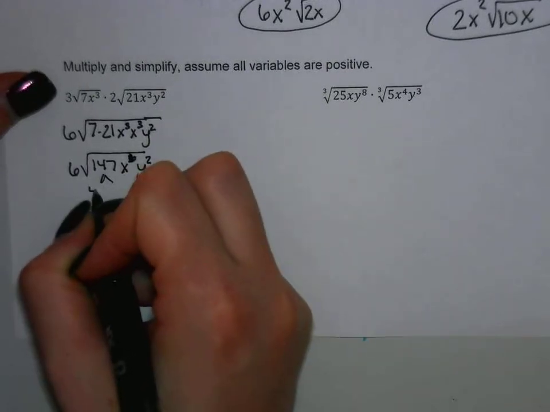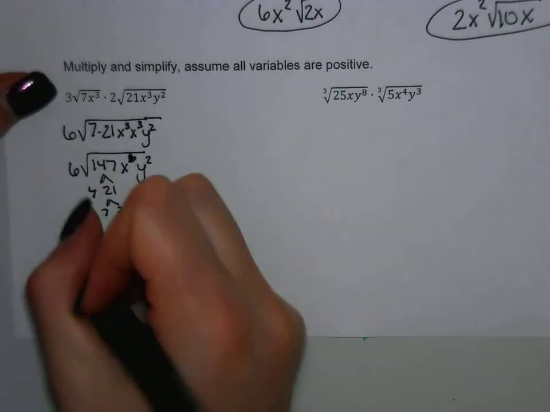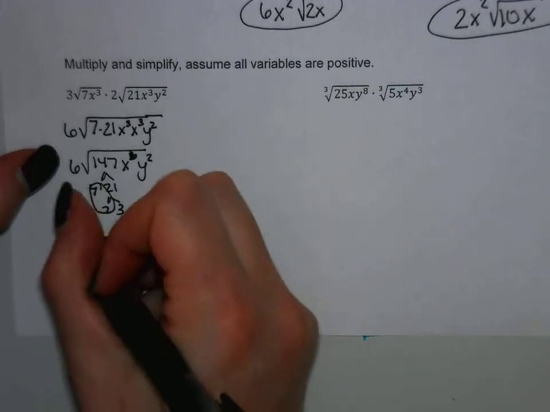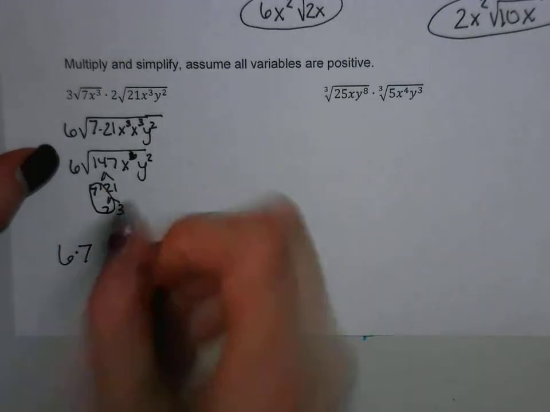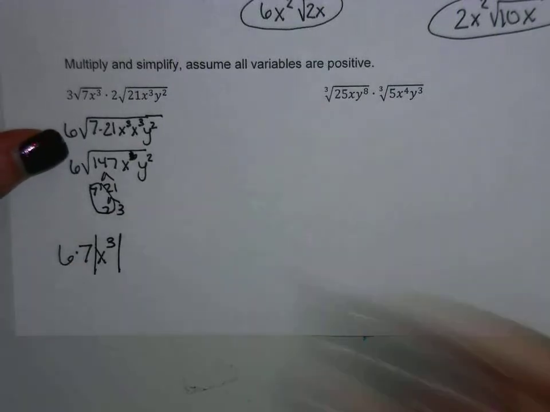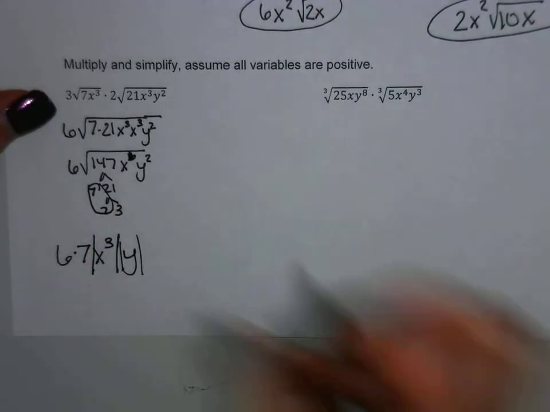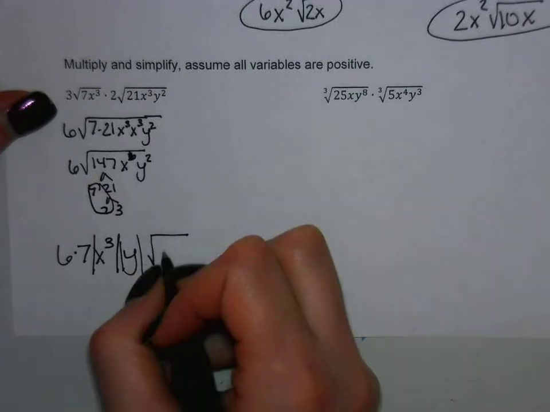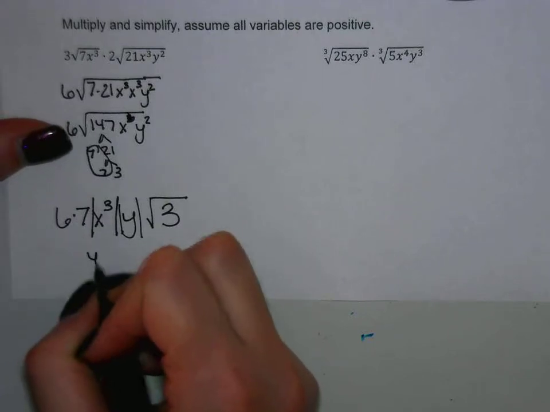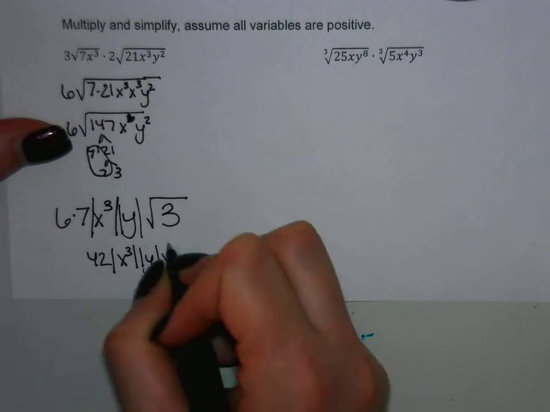So if we factor 147, we still have our 6 in front, but we are able to take out one group of 7s. We have 6 x's, so we can take out 3 groups. Needs to be in absolute value signs. We can take out a group of y's. So then we're left with 3. So 6 times 7 is 42, times the absolute value of x to the third, times the absolute value of y, times the square root of 3.